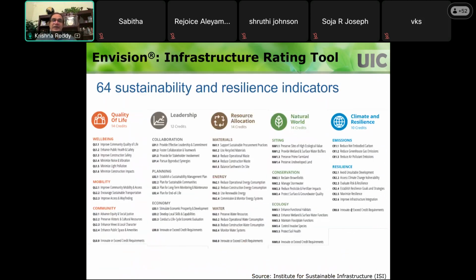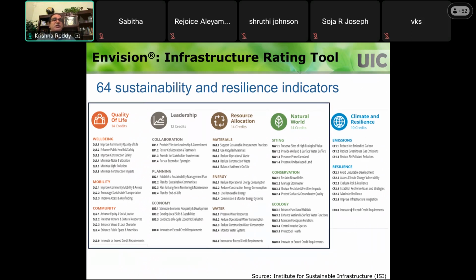So if you don't have a building, if you have a transportation infrastructure, what am I going to do? The LEED system is not applicable. Now you have to look at other rating systems. I want you to know about this. Envision is the rating system that can be applied to any infrastructure other than buildings. So if you're talking about transportation, any type of transportation infrastructure, it could be airports, railways, roadways, you can apply this one. So in this one, you see there are 64 sustainability and resiliency indicators.